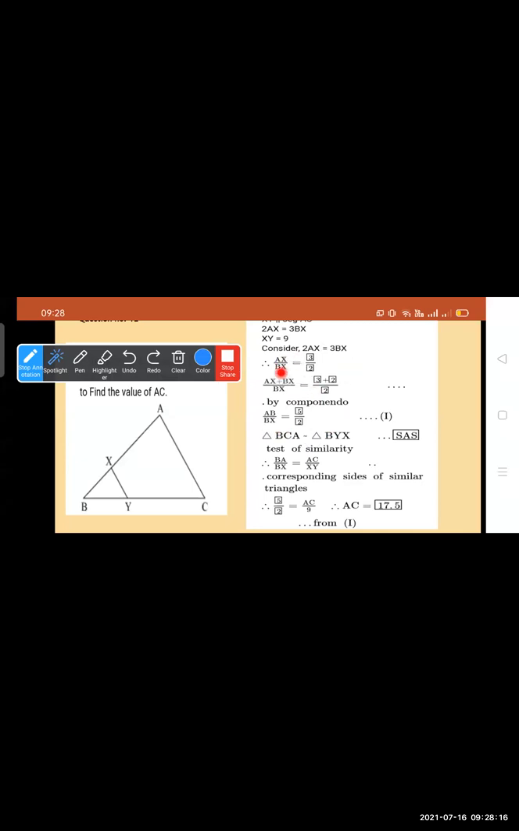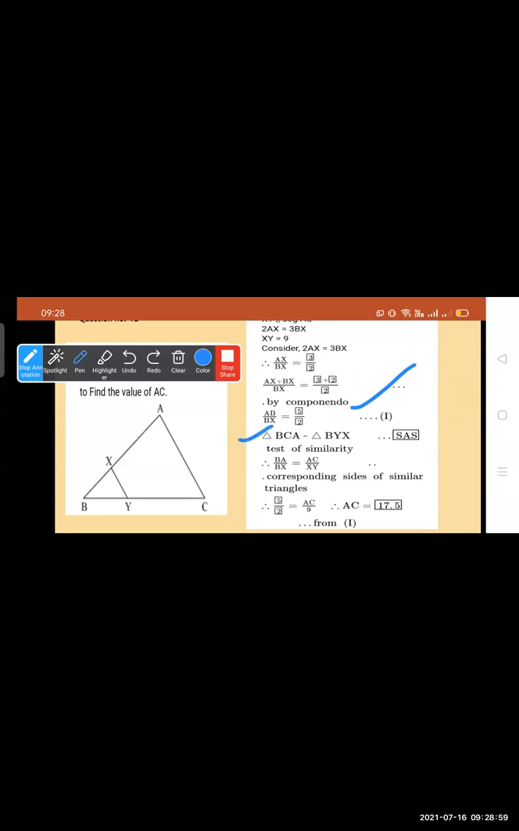Okay. Again I explain. First we find AX by XB, taking the 2 to the right hand side and BX to the left hand side. So we get 3 by 2. Apply componendo property here. What is meant by componendo? If ratio A by B is given, you write A plus B by B. This one is componendo. And dividendo: A by B ratio is given, so by applying dividendo you write A minus B by B. And when you apply both, A plus B upon A minus B, that is the componendo dividendo property. So here we apply componendo, meaning add. So 3 plus 2, 5, 5 by 2.